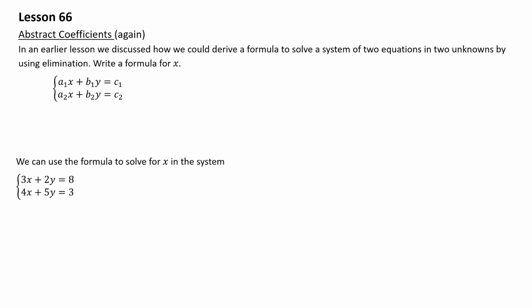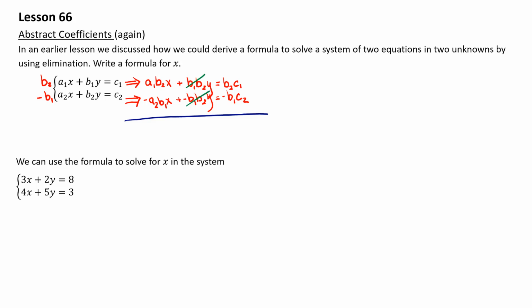So the first thing you would do is use elimination. You want to write a formula for x, so you want to eliminate the y's, and so you would multiply the first equation by b sub 2 and the second equation by negative b sub 1. If you do that, you are going to get a sub 1 b sub 2 x plus b sub 1 b sub 2 y is equal to b sub 2 c sub 1. And then for the second equation, if you multiply that by negative b sub 1, you're going to get negative a sub 2 b sub 1 x plus negative b sub 1 b sub 2 y equals negative b sub 1 c sub 2.